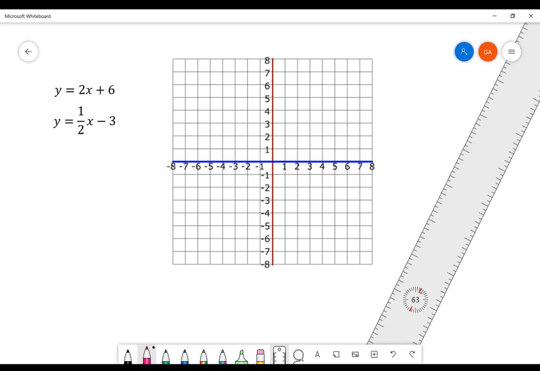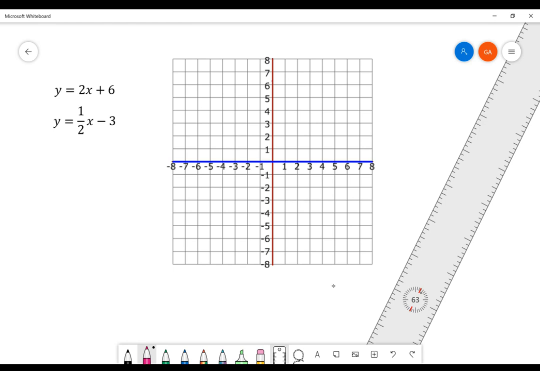Let's go ahead and review this problem. So we know from our last question that the best way to solve this system is going to be through graphing because I have whole number intercepts and my slopes are relatively small. So I'm going to go ahead and start by graphing the first equation, and we can see it's in slope-intercept form and the y-intercept is positive 6.